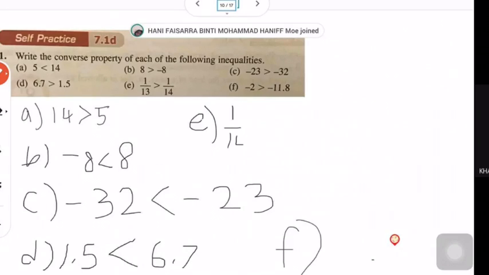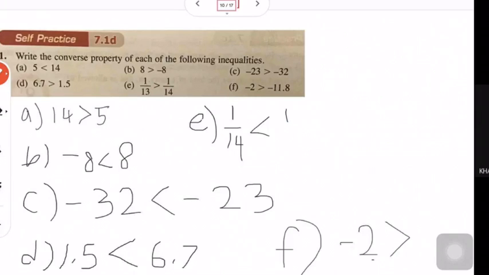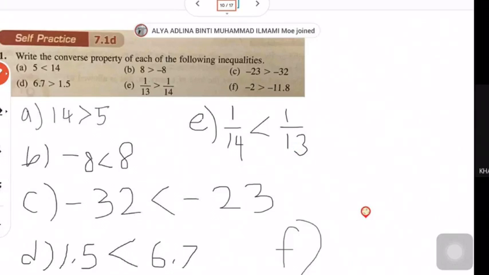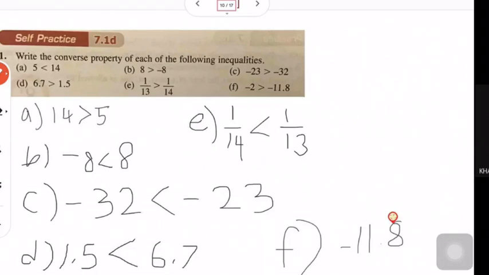Okay, A, B, C, D, E, F is greater than. Kita balikkan ya. Alright. Okay, check sama-sama. Okay, number one. First one, A, given 5 is less than 14, so the converse is 14 is greater than 5.